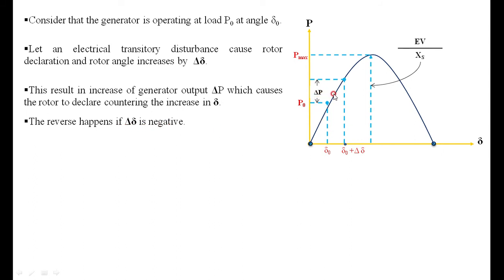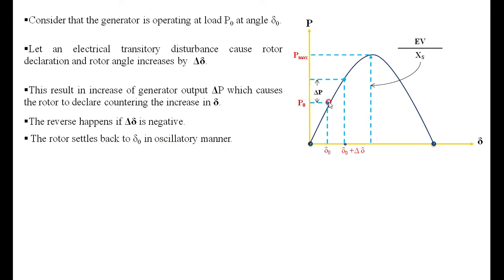Here the load is increased. In the other case, if the load is decreased, what happens? The speed is increasing momentarily, thereby there is a reduction in angle delta. Once again it is bringing back to the original position of P naught with the synchronous speed. The rotor settles back to delta naught in an oscillatory manner.